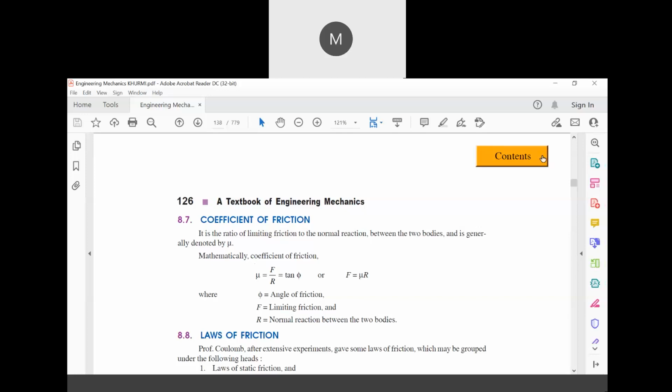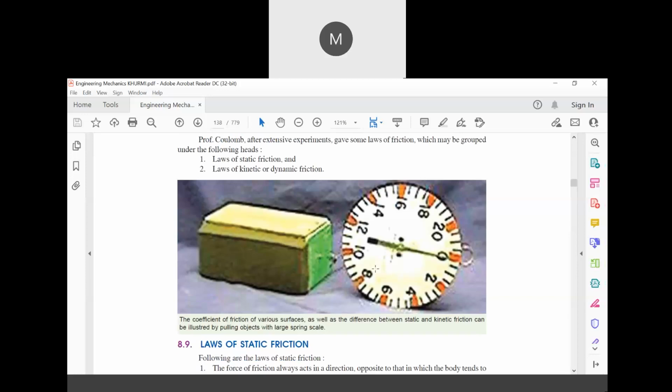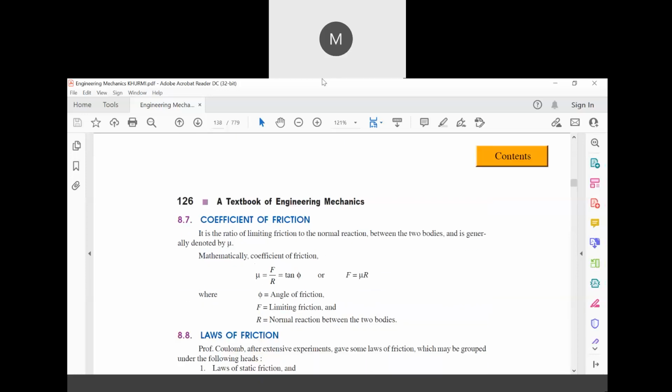It is denoted by tan phi. Just now I said alpha, so you can also denote the angle of friction as phi. So this is basically the formula. It will be clear for you when you start solving the numericals. I hope it is clear for all of you.